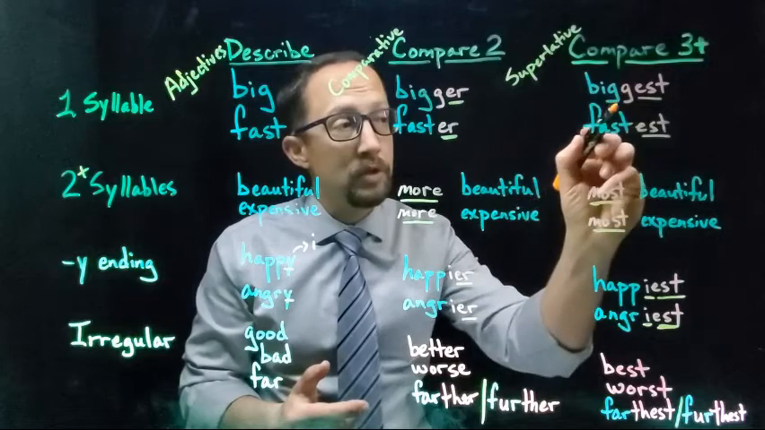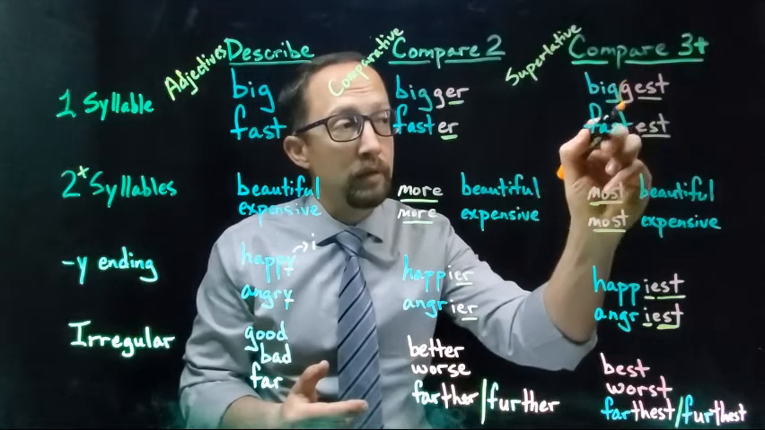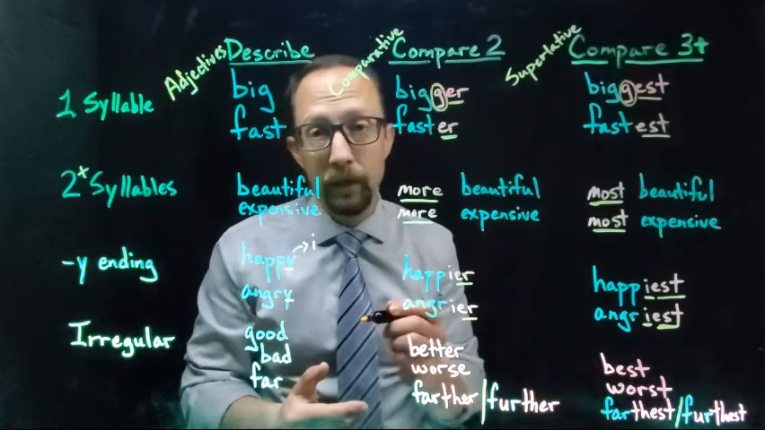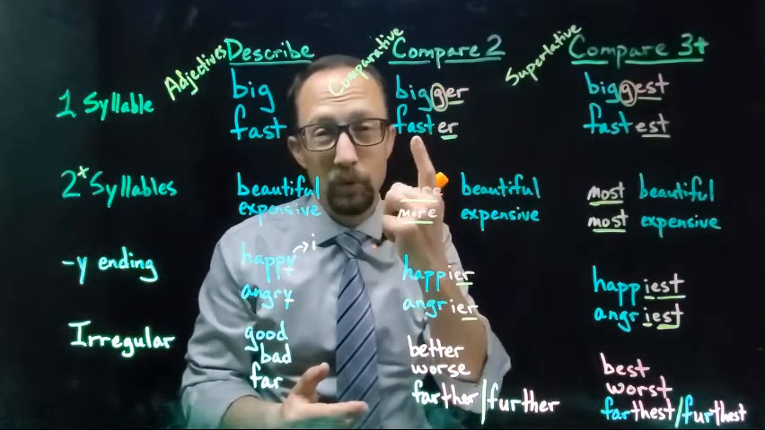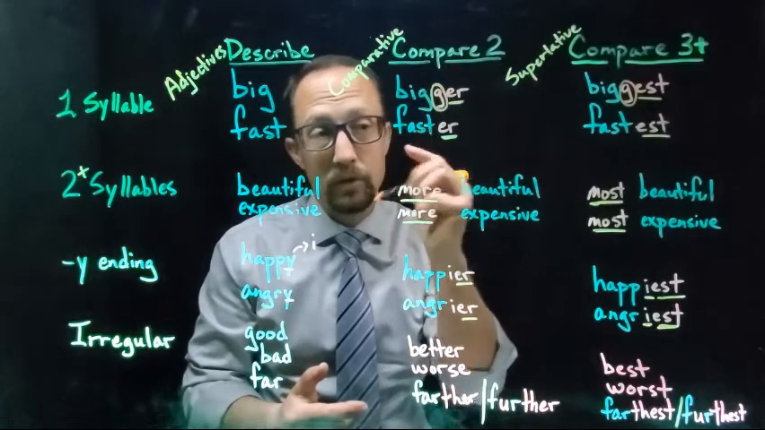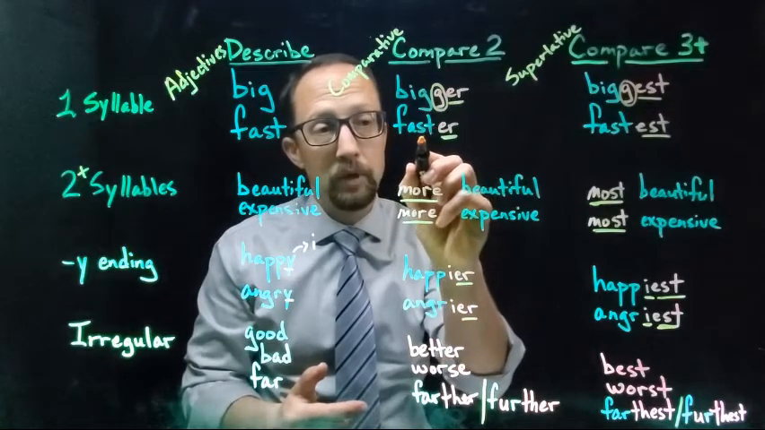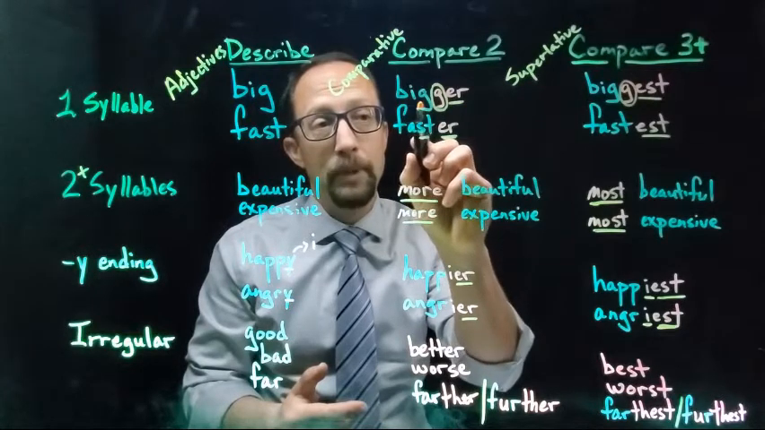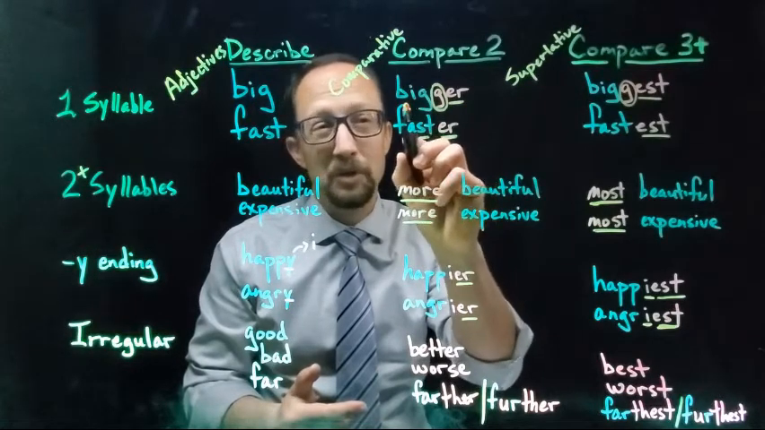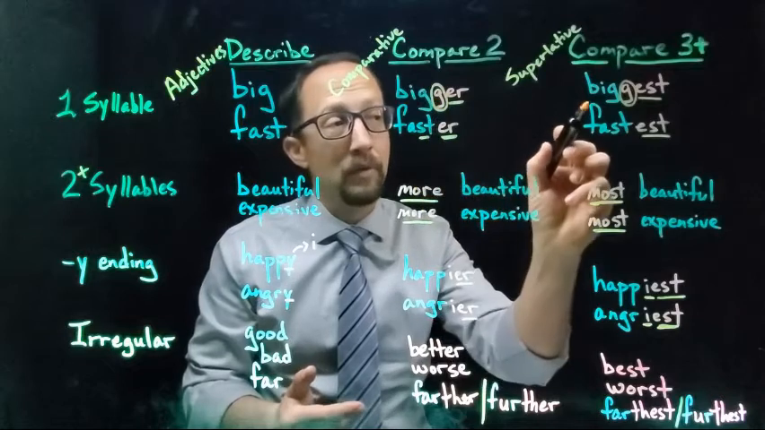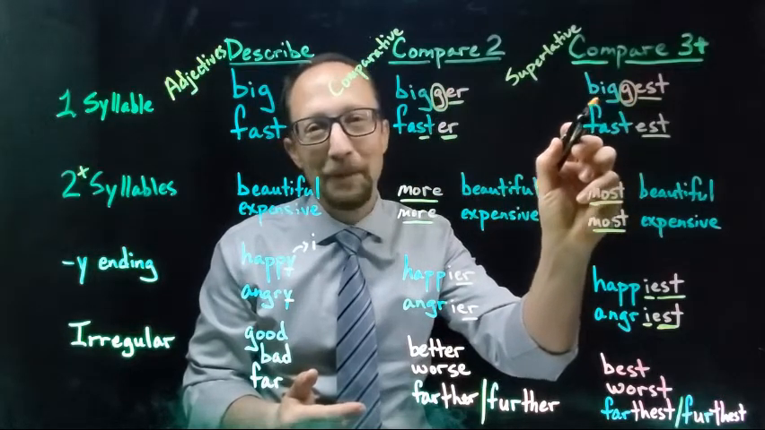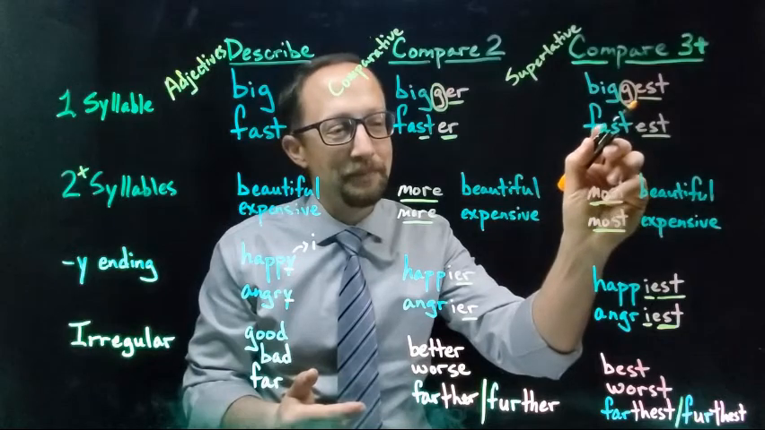Some words you change the spelling, like with big. You add one letter to make two letters. You always want two letters, so it does not change from big to bigger. You want bigger, or big to biggest.